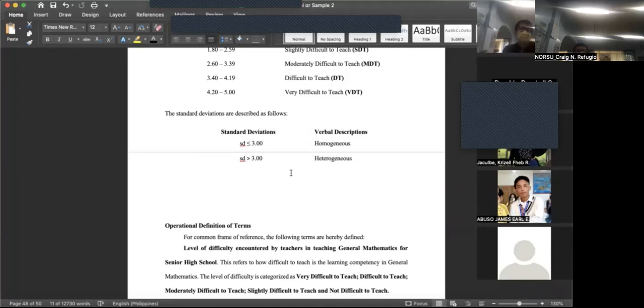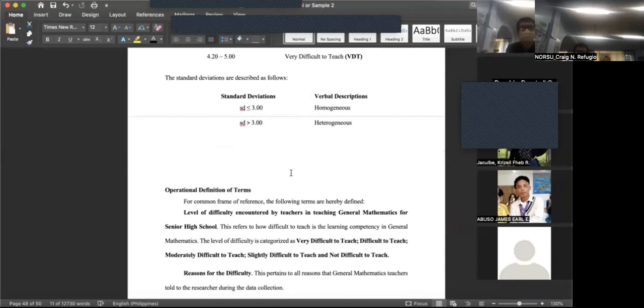But commonly, it is classified as definition of terms. Definition of terms is actually a part where all the terms used in the study, and specifically all the variables used in the study, must be defined according to the way they are being used in your own study or in your own research proposal.